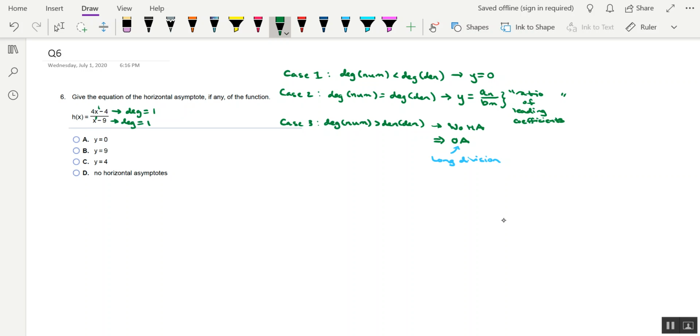And this is a situation where the degree of the numerator exactly matches the degree of the denominator. In other words, we have case 2. So what we have to do for our horizontal asymptote is form the ratio of leading coefficients. In other words, a fraction. The leading coefficient of the top polynomial is 4, so that's going to go in the numerator. And the leading coefficient of the bottom polynomial is a secret ninja 1 in front of that x. So our ratio of leading coefficients is 4 over 1, which simplifies to 4. And that would be option C.